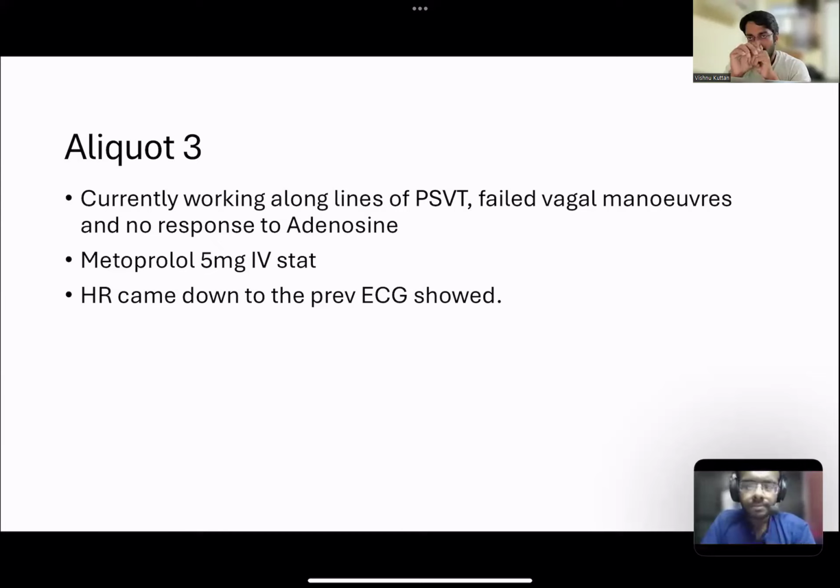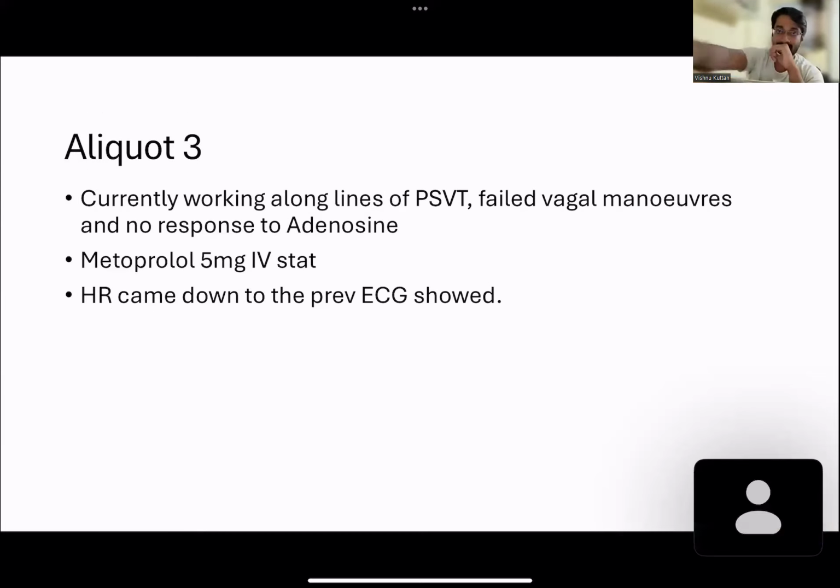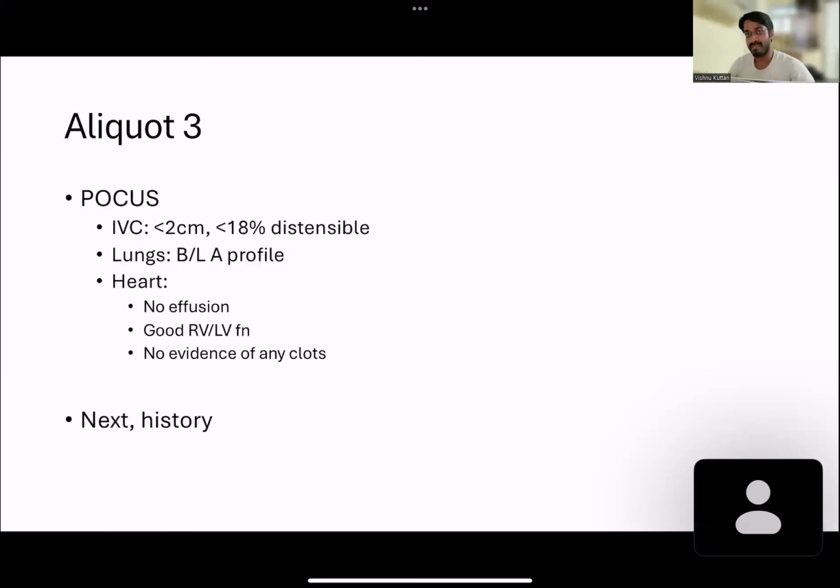So now we go on and take a proper history. Before that, I just went on to do a focus for the patient. So the focus showed an IVC of less than 2 centimeters. And in mechanically ventilated patients, you don't talk about compressibility index, you talk about distensibility index. And the distensibility index for this particular patient was less than 18%, which showed me that the patient is no longer fluid tolerant. He may be fluid responsive, but no more fluids to be given, at least at this point of time. Lungs showing a bilateral A profile.